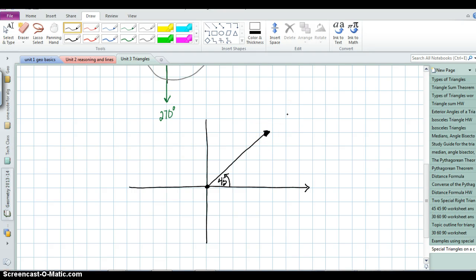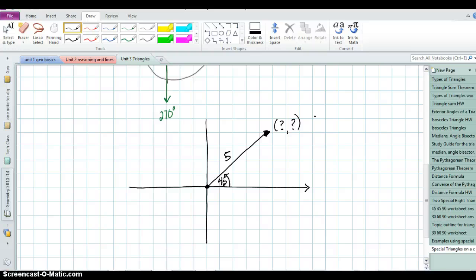And I'm going to say that the length of the hypotenuse, the length of that segment right there, is, let's say, I don't know, 5. What I want to know are the coordinates of that point right there. That's my goal, to figure out the coordinates of that point right there.